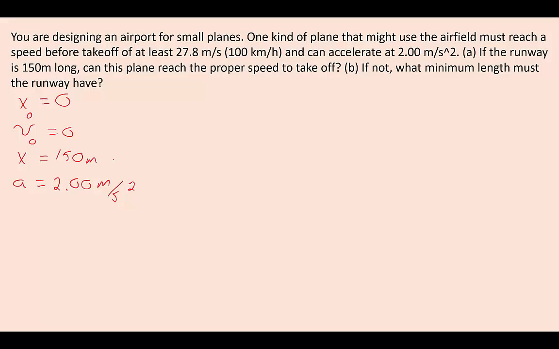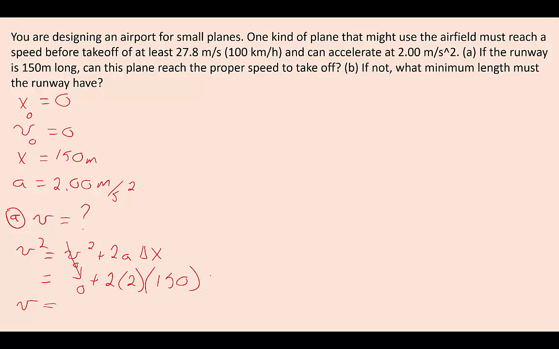So what we're really looking for, for part A, is what is v. All right, well, we know the equation v squared equals v naught squared plus 2a delta x. Plug in our numbers and chug along. And let's see, v naught squared is 0. So 2 times 2 for acceleration times 150 for delta x. This is 600.